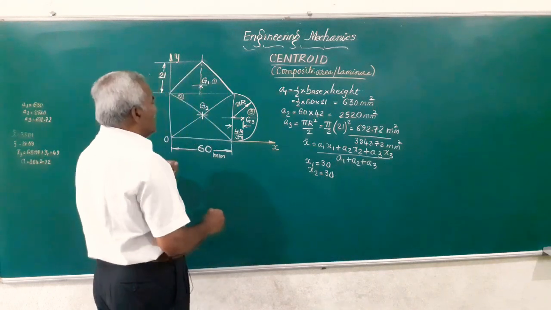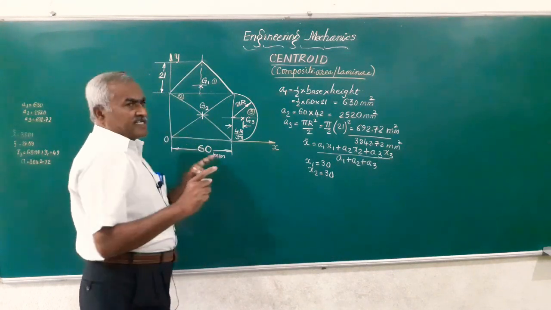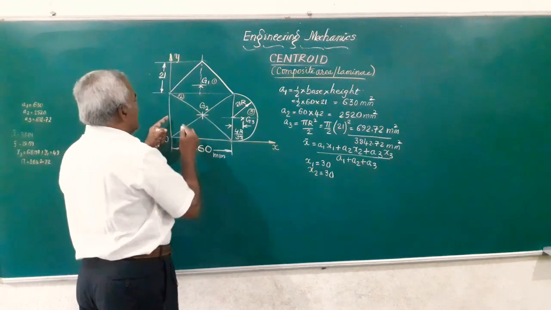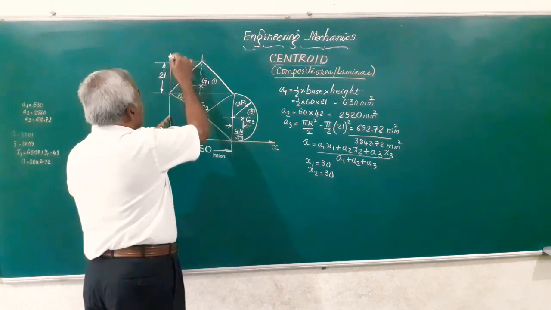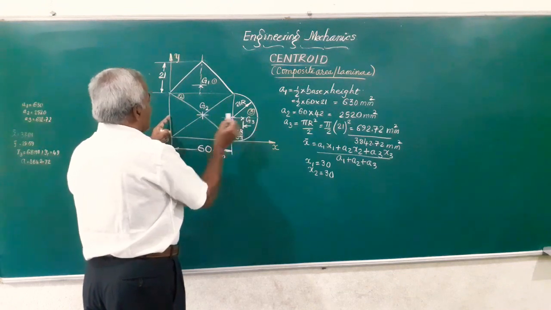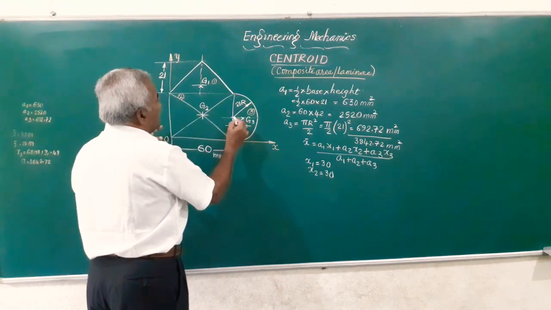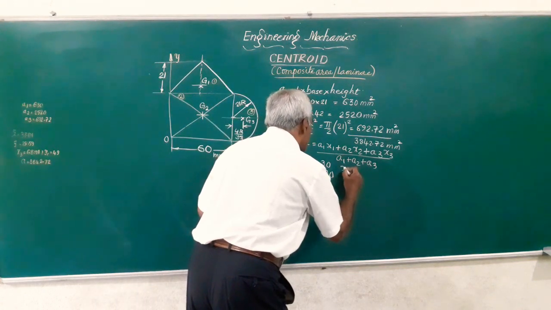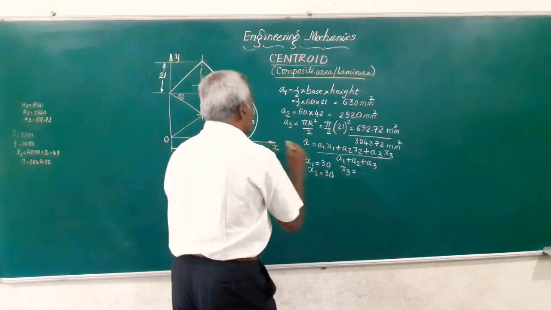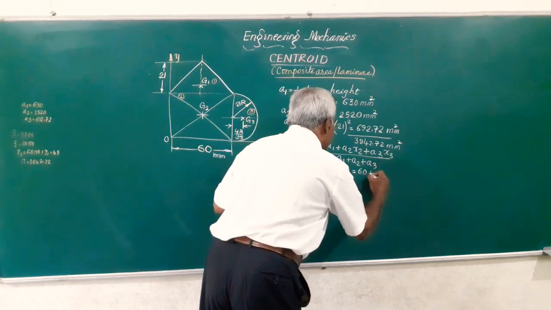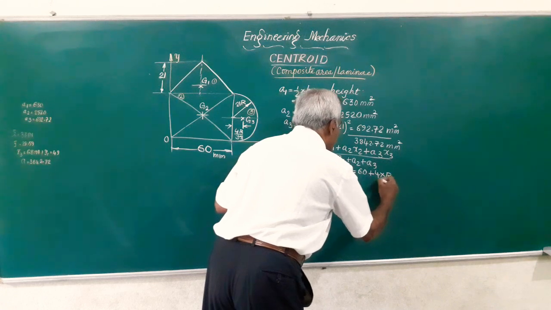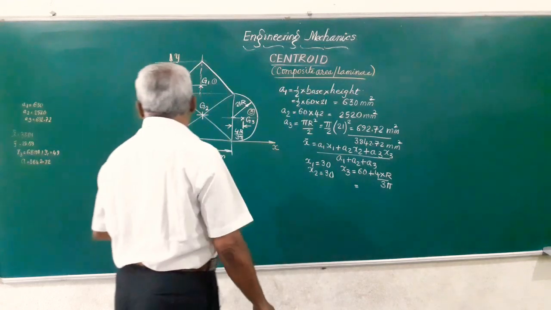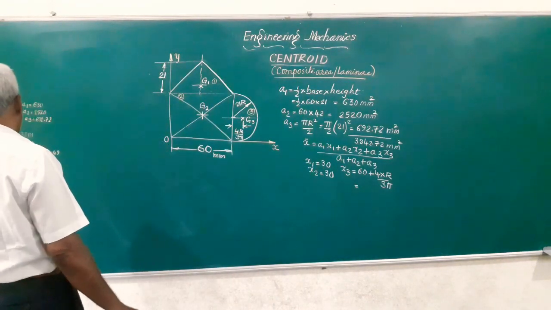Finally, friends, we need to find out what is x3. x3 is the distance of the centroid of this from the vertical axis. That is this distance from the OY to this G3. Friends, this is 60 and this gap is 4r by 3 pi. So x3 is equal to 60 plus 4 times the radius of that semicircle by 3 pi. Radius is 21, and if you simplify, friends, you get this value.